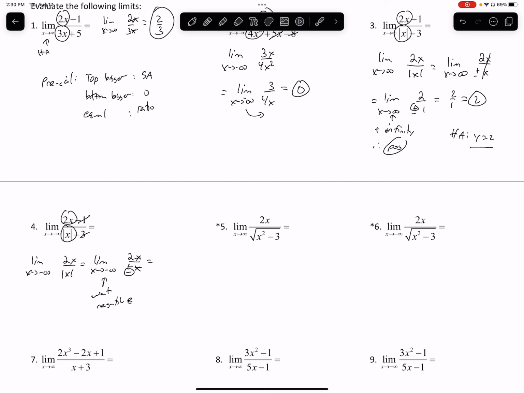So I pick the negative, and that's going to give me negative 2. The x's just cancel out. We just follow our directions.